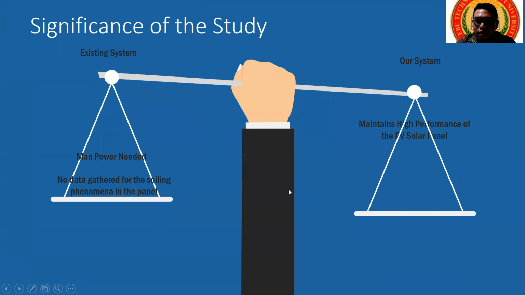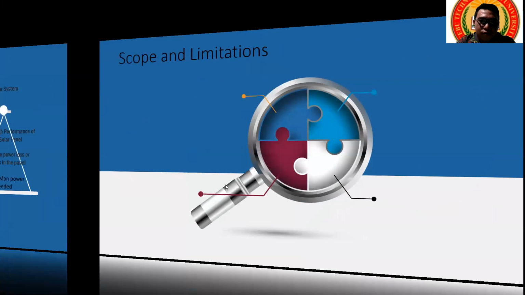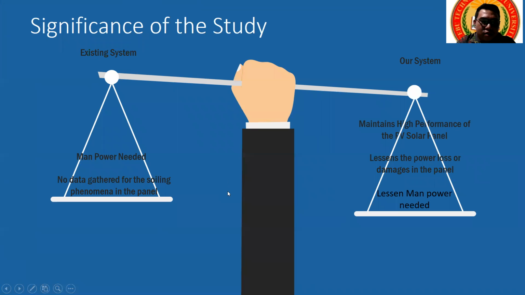In our system, we maintain high performance of the PV solar panel, and also we lessen the power loss from damages in the panel. And then we also lessen the manpower needed. So this study provides an automatic detection and monitoring system of the soiling phenomenon in the PV panel that would cause unwanted degradation of the panel's performance. The system will benefit any company that is producing PV modules because the detection and monitoring of PV panels would have a great impact on assessing the efficiency of the PV solar panels.